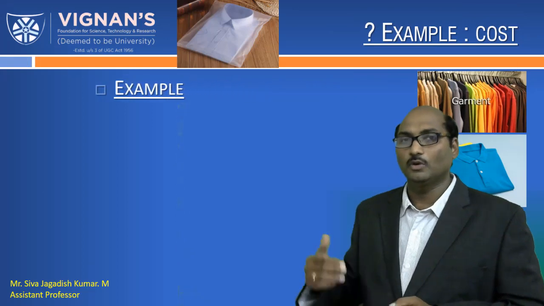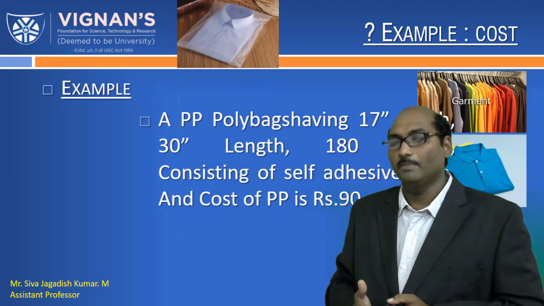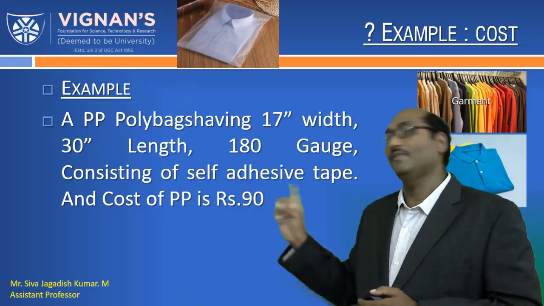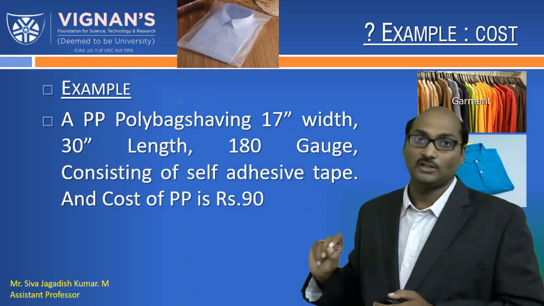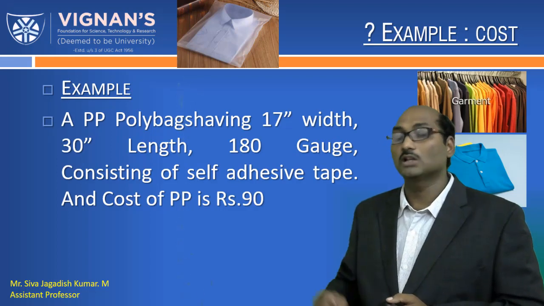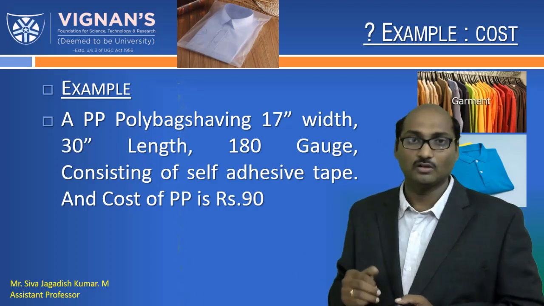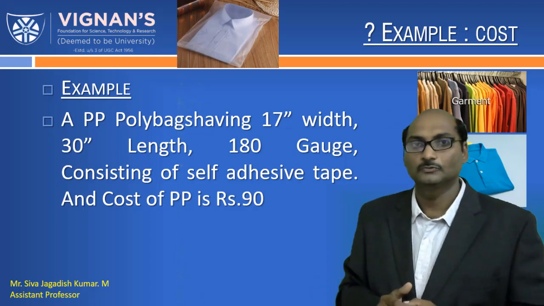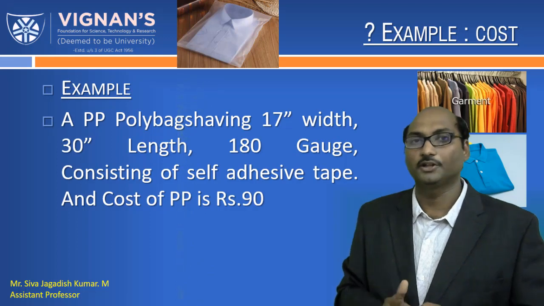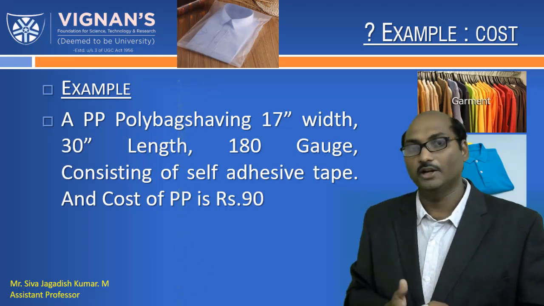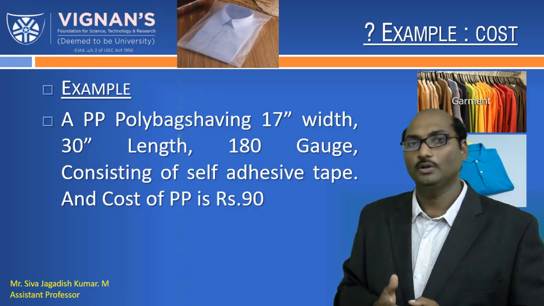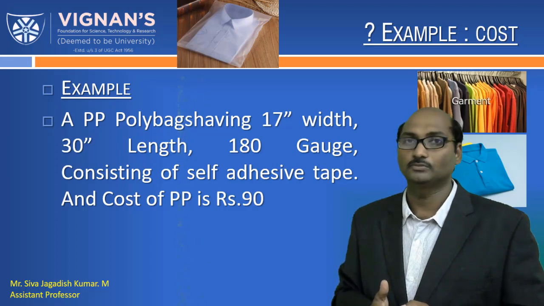Okay, please take a paper and pen and perform an example of cost. A PP polybag which has 17 inches width and 30 inches length, and the gauge is 180, and which has a self-adhesive tape. The cost of PP is 90 rupees per kg. So what is the cost? Please do it. Take a pen, paper and calculator. We have taken the formula, right? Length multiplied by width into gauge divided by 330.